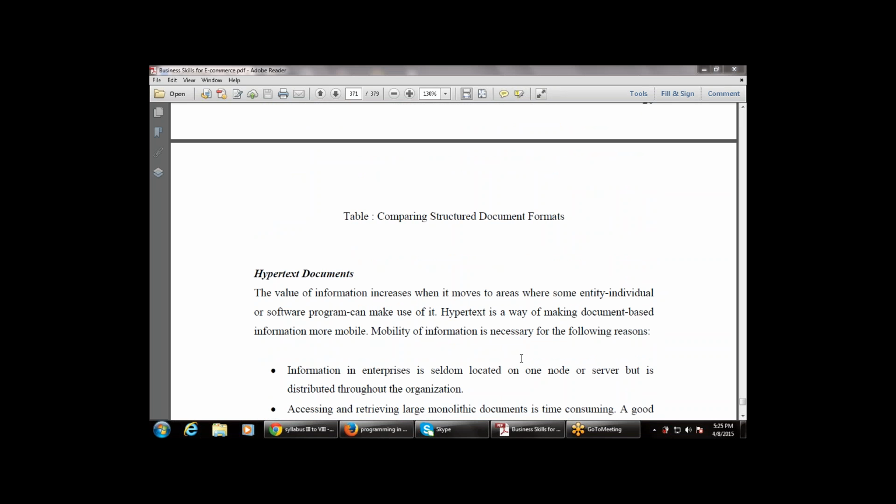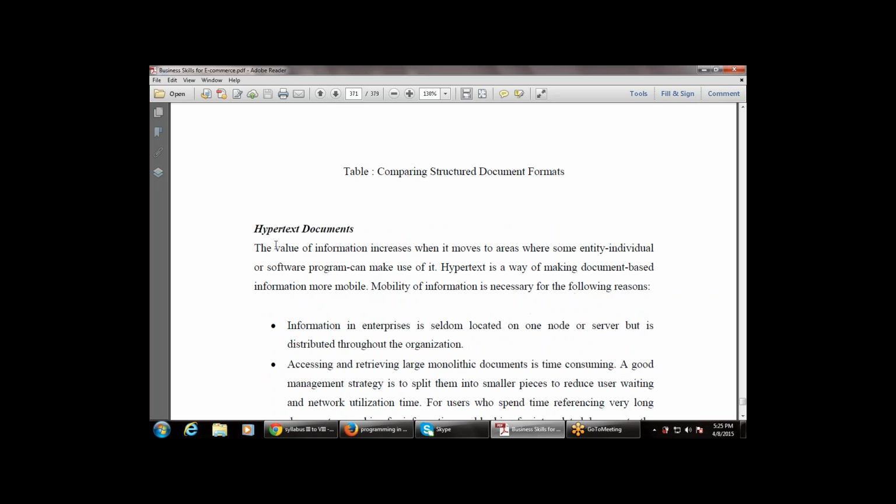So the next type of digital document is the hypertext document. What is hypertext? It is used for linking purposes. So what is a hypertext document? The value of information increases when it moves to an area where some entity, individual or software program can make use of it. So the value of information increases when it moves from one part to another.